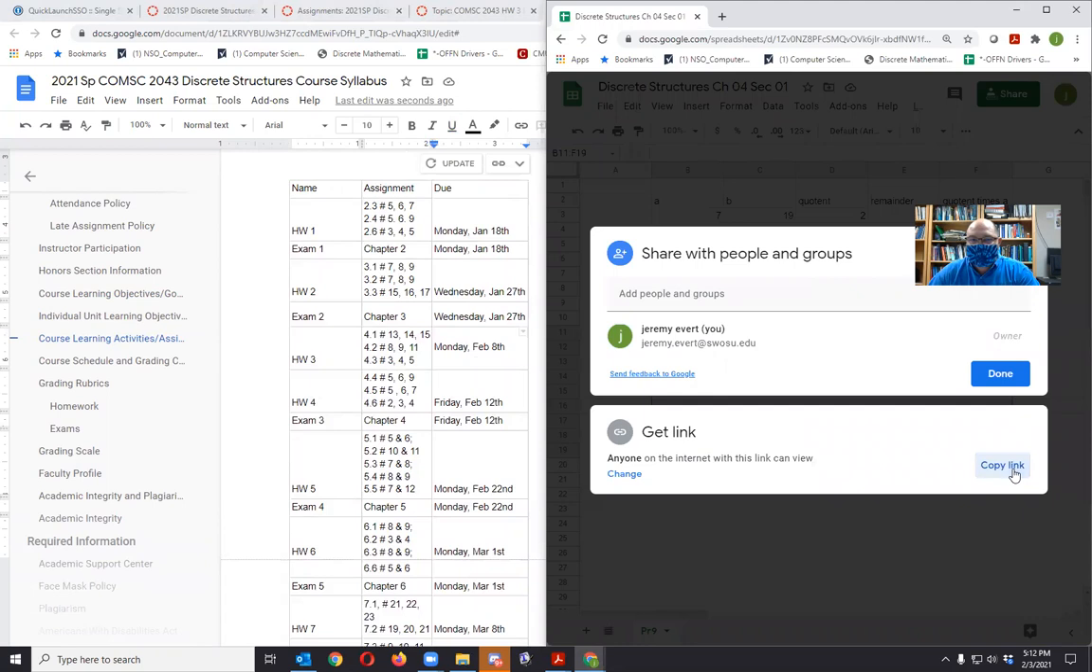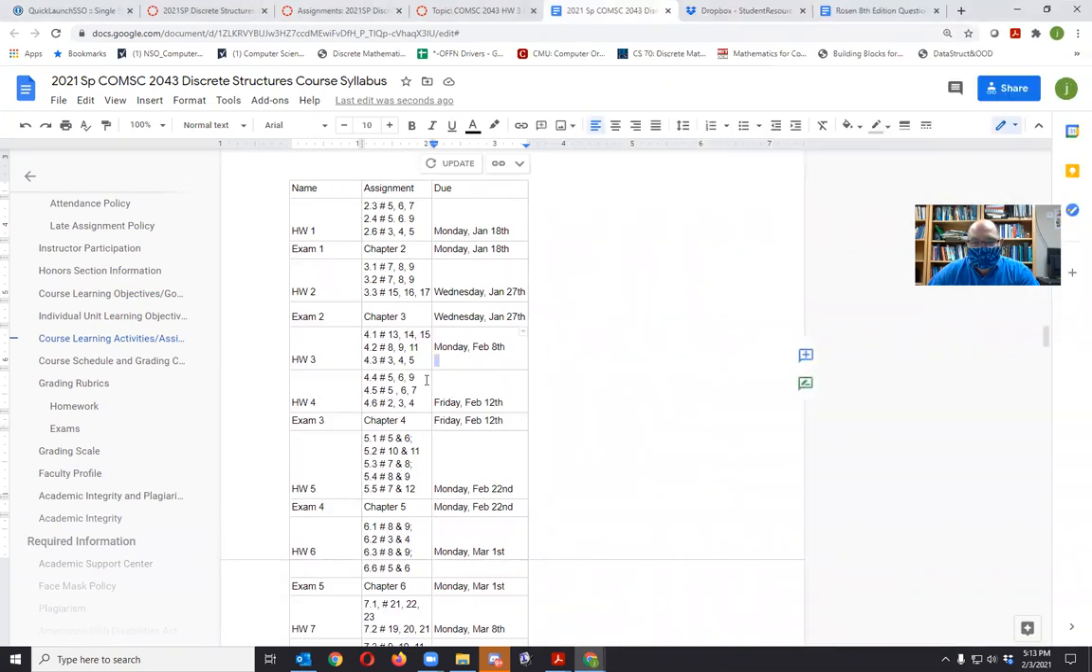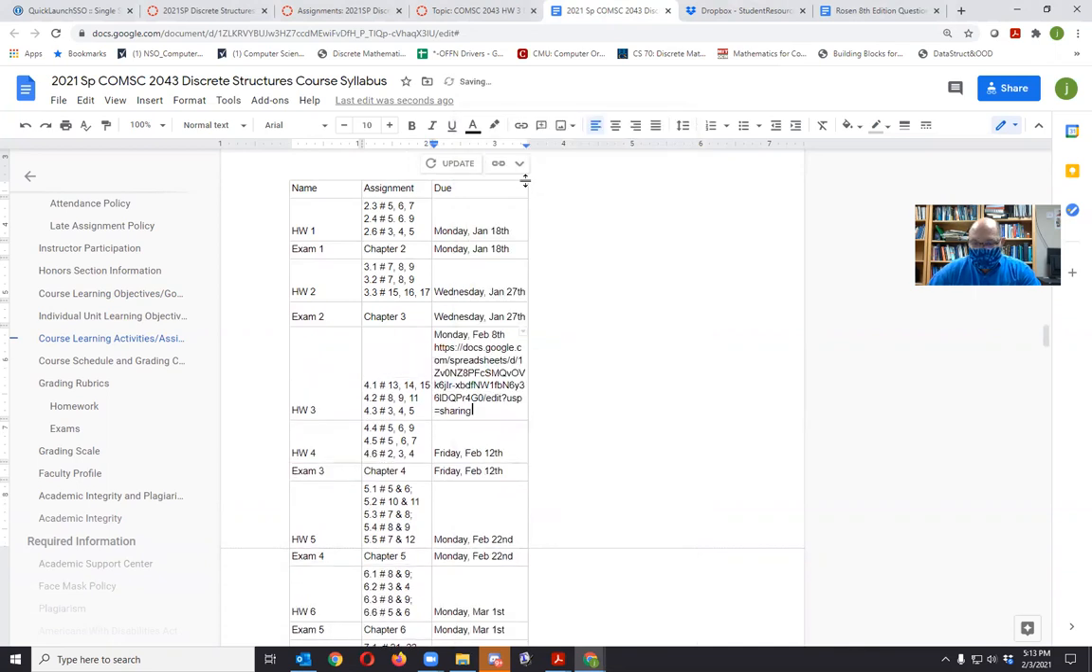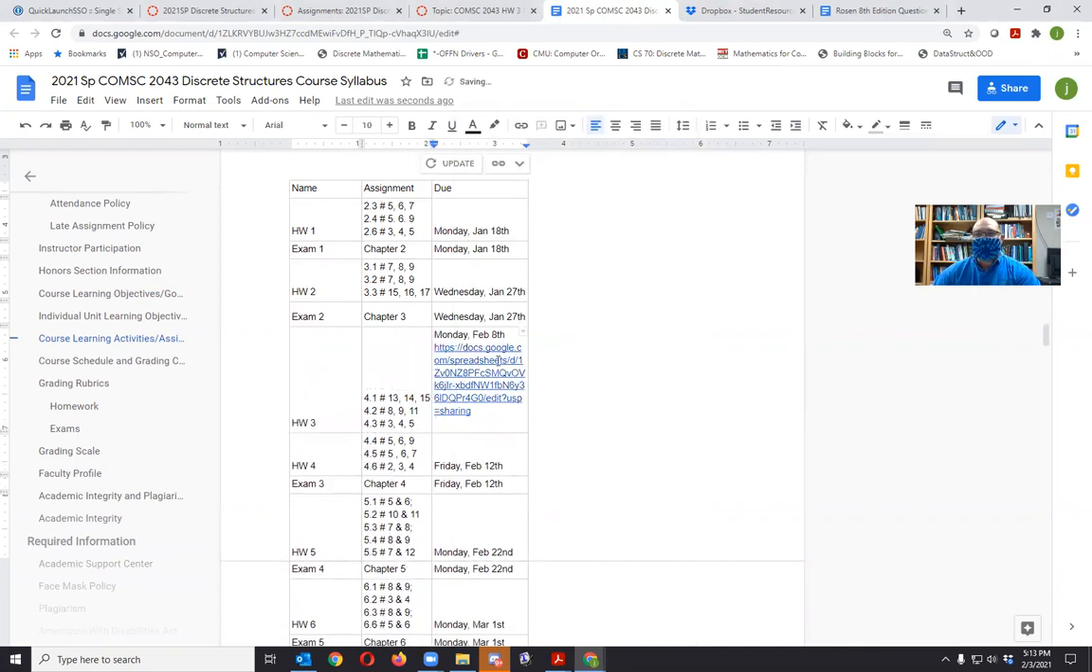There we go. Copy this link, come into the syllabus, paste it right there. There you go. Okay, so now you can get to this spreadsheet and you can kind of see how to work this. Part B is going to be the same way.